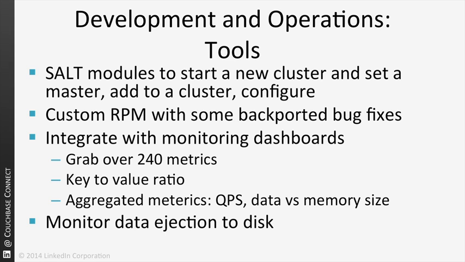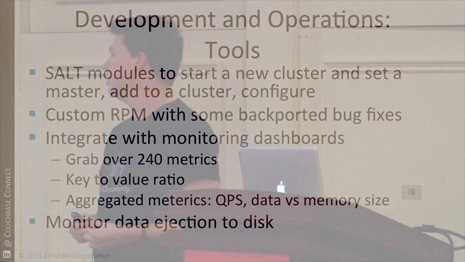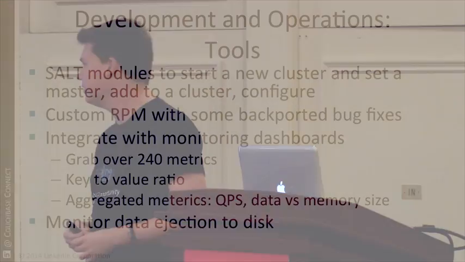We're actually now building our own custom RPM, so we can backport bug fixes, or we can put our own things into an RPM if we so choose. We've integrated with our monitoring dashboards. So Couchbase 2.2, which is what we're currently running, emits about 240 metrics. So we've built our own monitoring tools to gather the stats from the Couchbase cluster and then send them into our monitoring tool called Ingraphs.